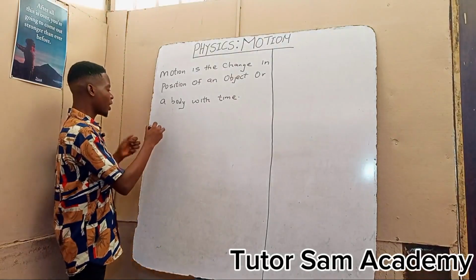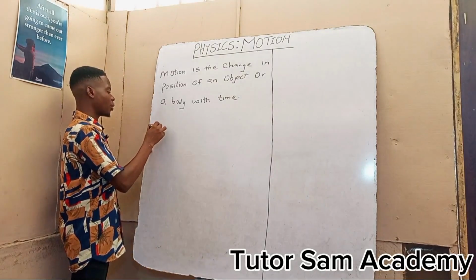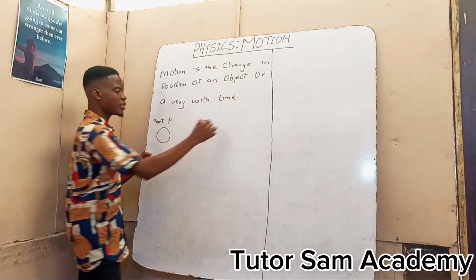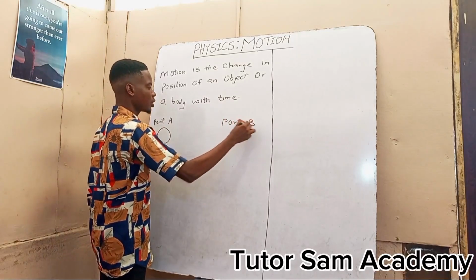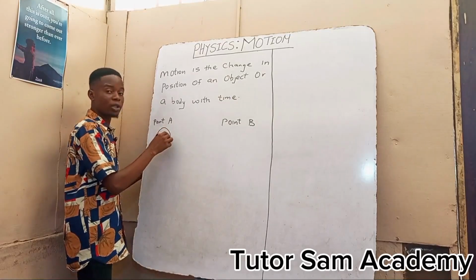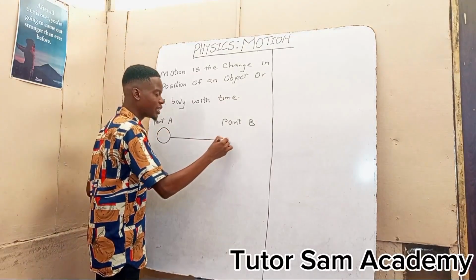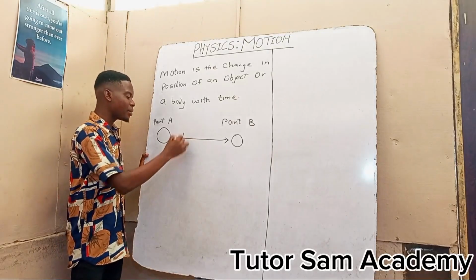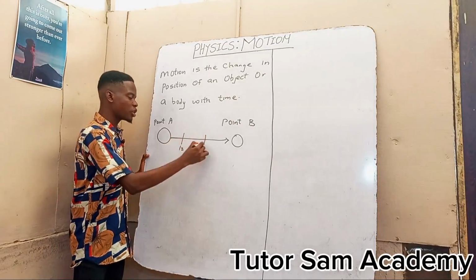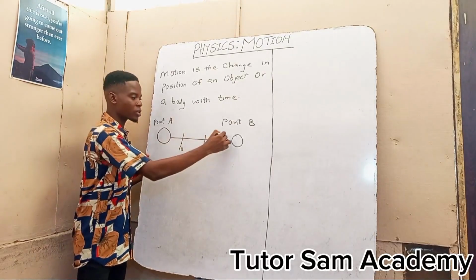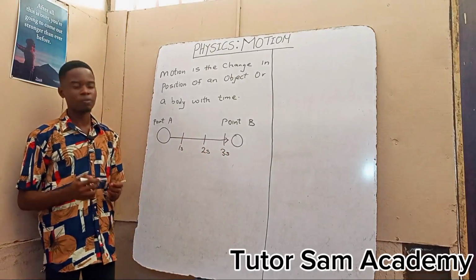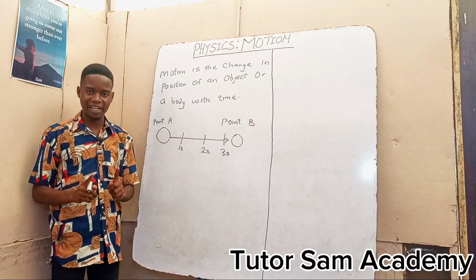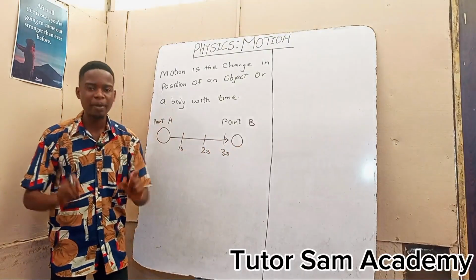So motion, let's say we have a body here. This is a body at this point A. This is point B. The movement of this body from point A to point B is a motion, and it takes a certain time. It can take maybe a second from this point, to this point another second, making 2 seconds, to this point another second, making 3 seconds. So motion, by definition, is simply the change in position of an object or a body with respect to time.